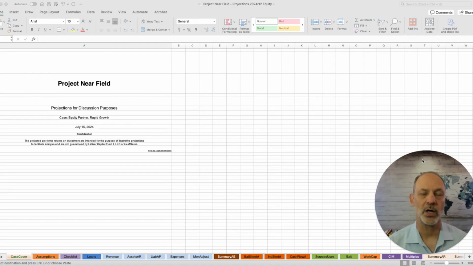I thought it might be helpful to run through my financial model. This is separate from slide decks, and I've done a bunch of those as well. But I thought I'd just run through this model to give you a sense of the type of analysis I'm doing as I work through a deal. So, obviously, I've got a cover sheet.